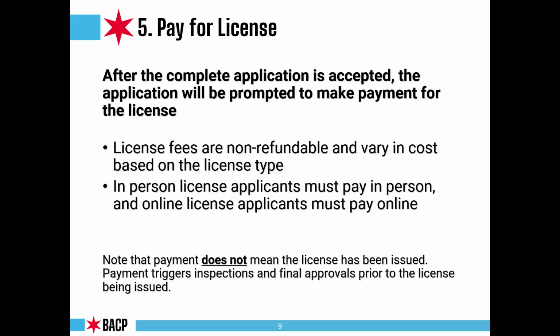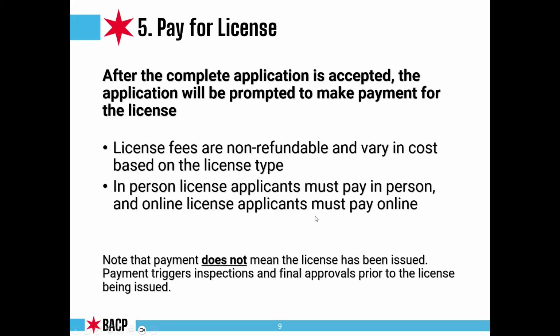Do note that license fees are non-refundable and vary in cost based on the license type. As previously brought out, if you're looking to open up a restaurant, or if your license calls for a retail food establishment license, that fee is going to be driven by square footage. A child care facility application fee is going to be $165. And then for most licenses, if you're looking to open up a retail general store, that license for the most part will be $250. So again, note that fees are non-refundable and they do vary based off license type.